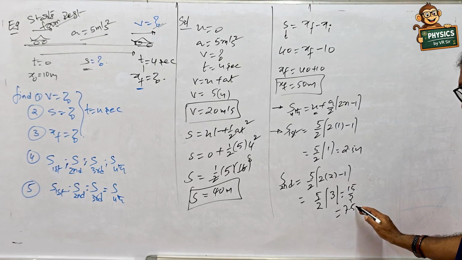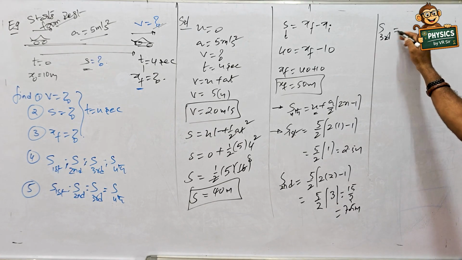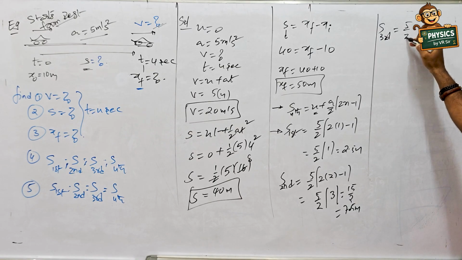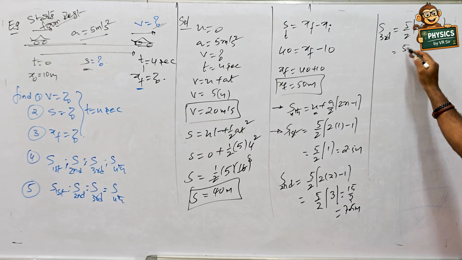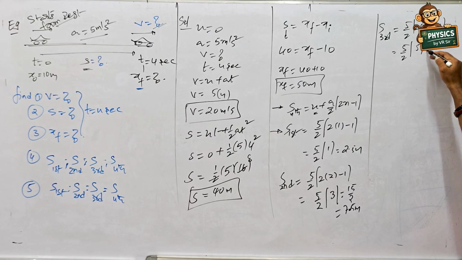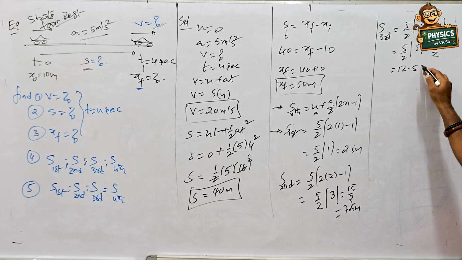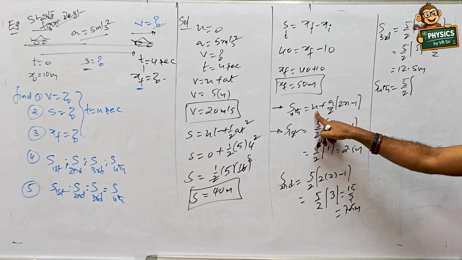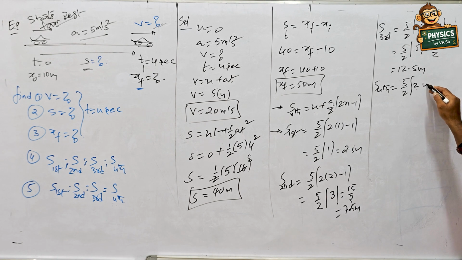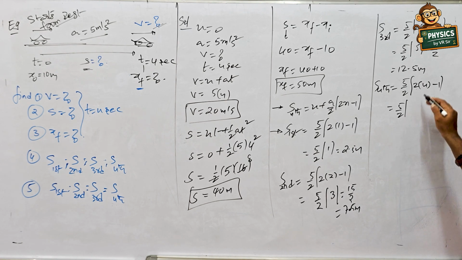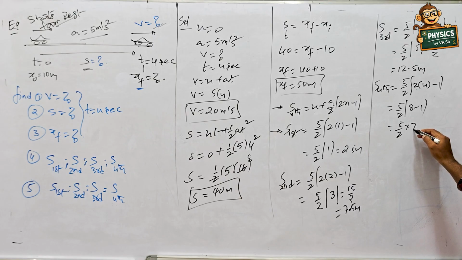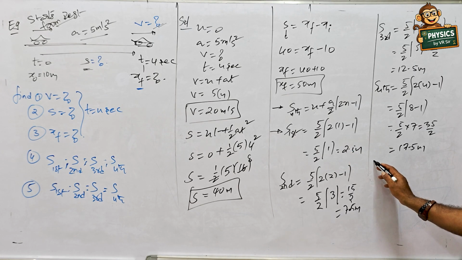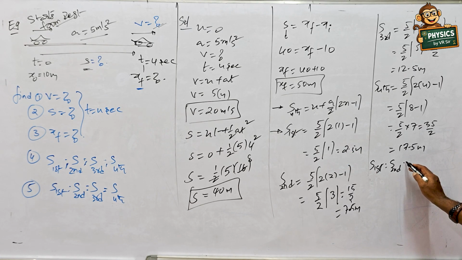It's 7.5 meters. Now S third, displacement in the third second, is 5 by 2 into 2 into 3 minus 1. So it's 5 by 2 into 6 minus 1, 5. It's 25 by 2, 12.5 meters. S fourth is equivalent to again a by 2 because initial velocity is 0. So 2n, 2 into 4 minus 1. So it's 5 by 2, 8 minus 1, so 5 by 2 into 7. It is 35 by 2. How much is that? 17.5 meters.